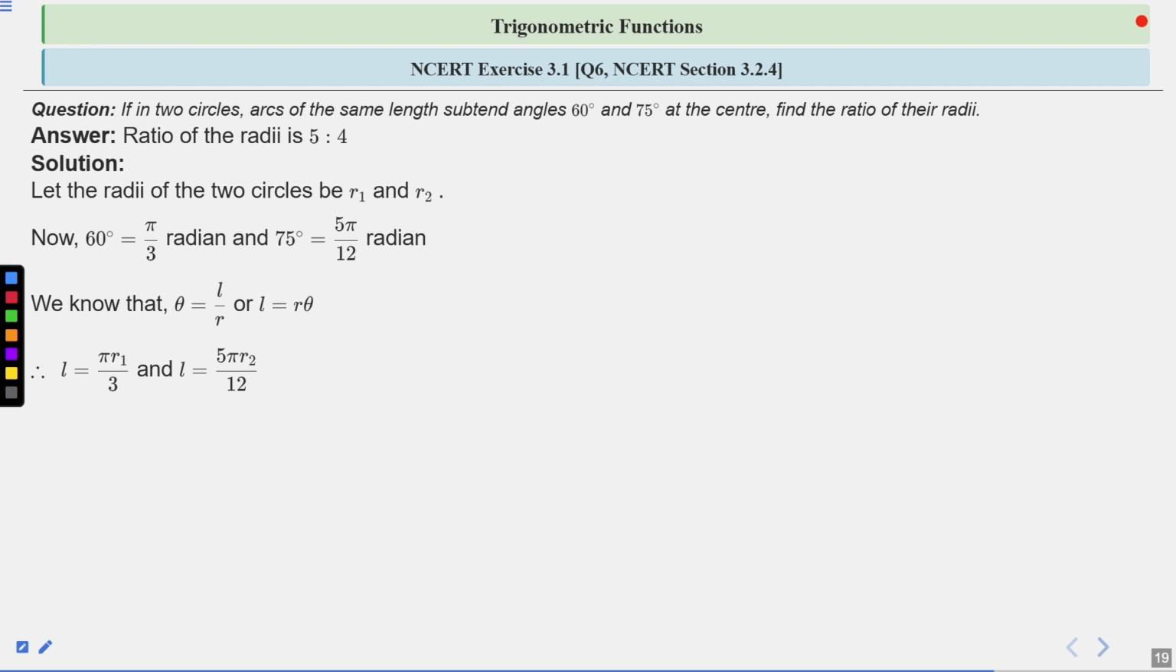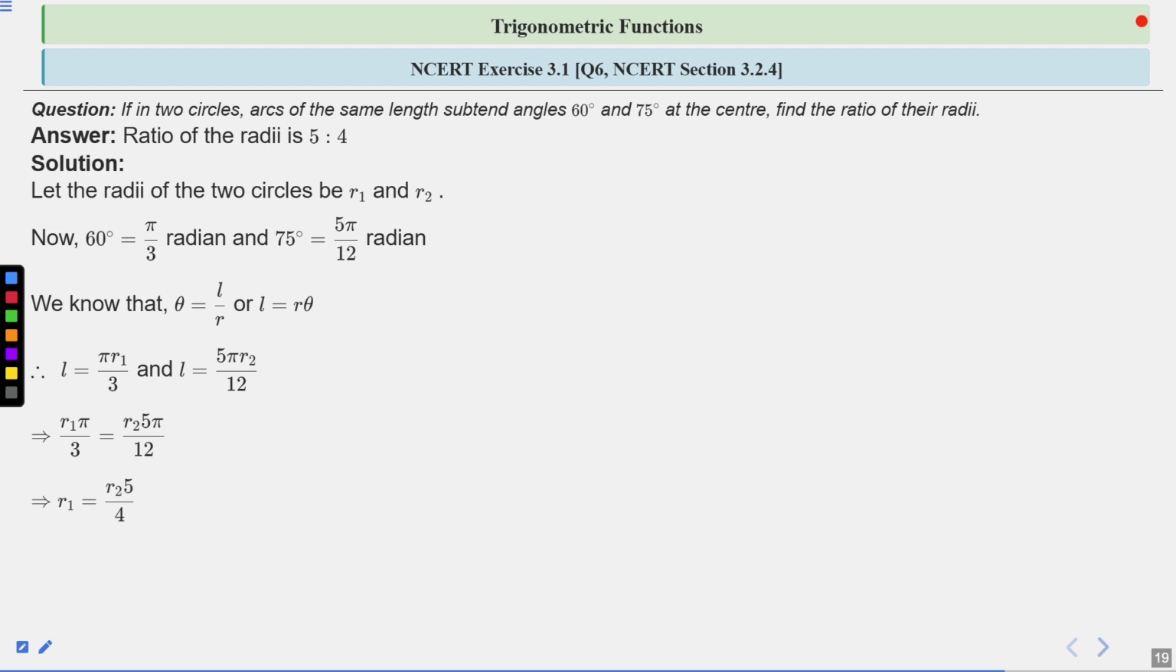Therefore, L is equal to pi R1 upon 3 and L is equal to 5 pi R2 upon 12, because the arc length is the same. Therefore, we can write R1 pi by 3 is equal to R2 5 pi by 12.